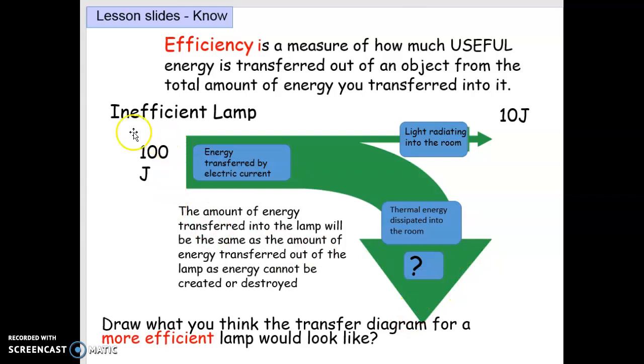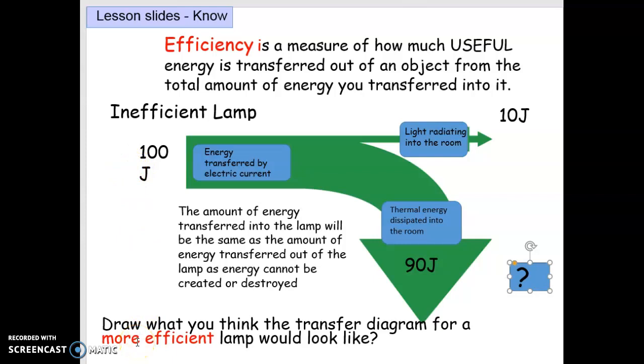Okay, now if we had 100 joules over here, and we think about what Einstein said, that energy wasn't created or destroyed, it was just transferred. If we've transferred 10 joules to lighting up the room, radiating out into the room, what number have we got here? Well, we must have 90 joules, mustn't we? Because 90 plus 10 is what we put in. We put in 100 in total.